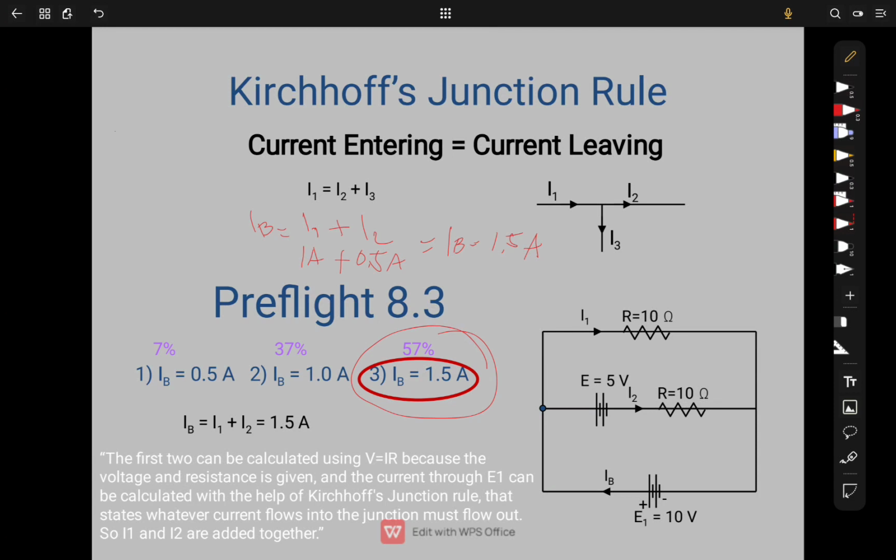So, the first two can be calculated using VIR because the voltage and resistance is given. The current through E1 can be calculated with the help of Kirchhoff's junction rule that states whatever current flows into the junction must flow out. So, I1 and I2 are added together. Sana po malinaw yung ating concept pagdating sa Kirchhoff's junction rule. So, the current entering is equal sa current leaving.